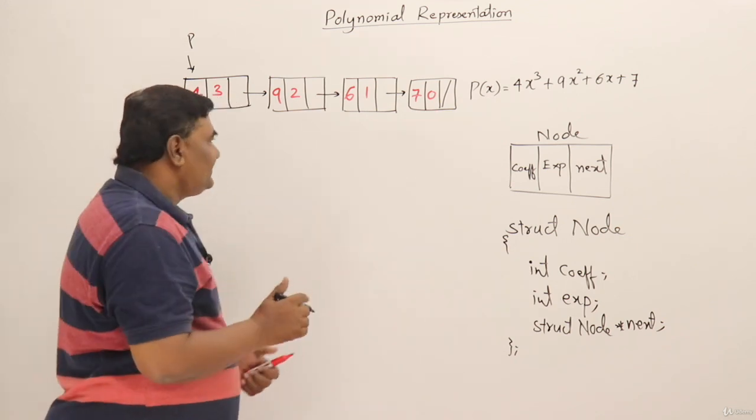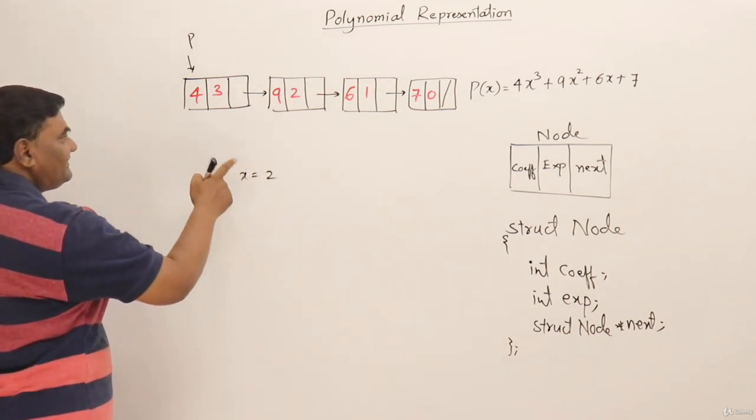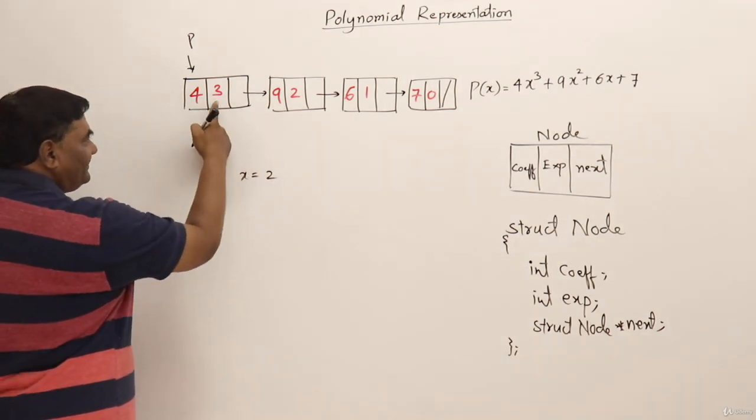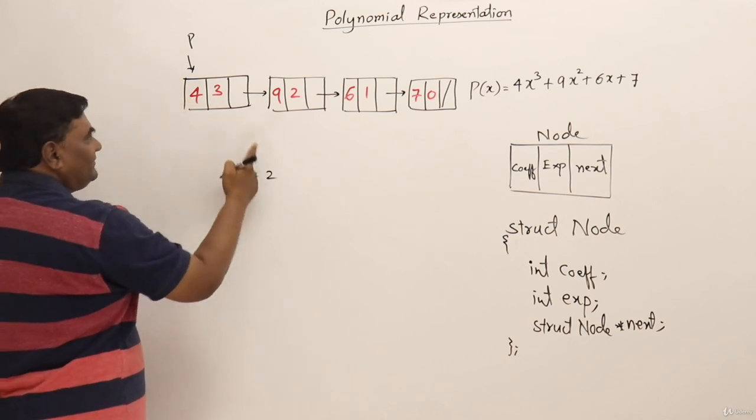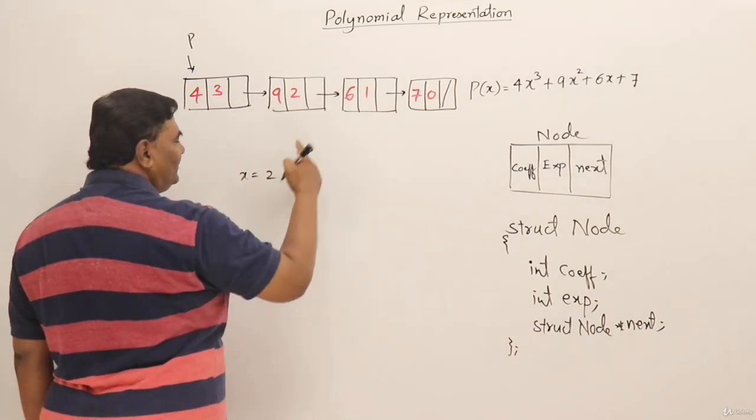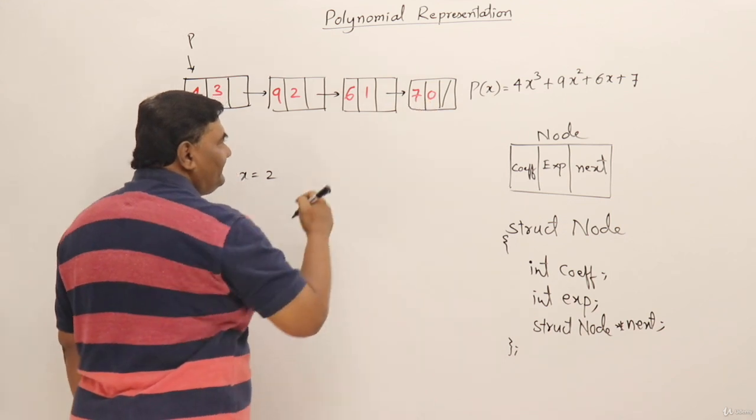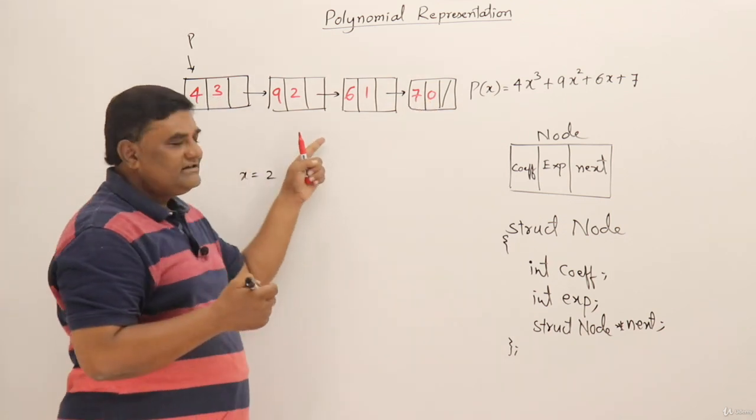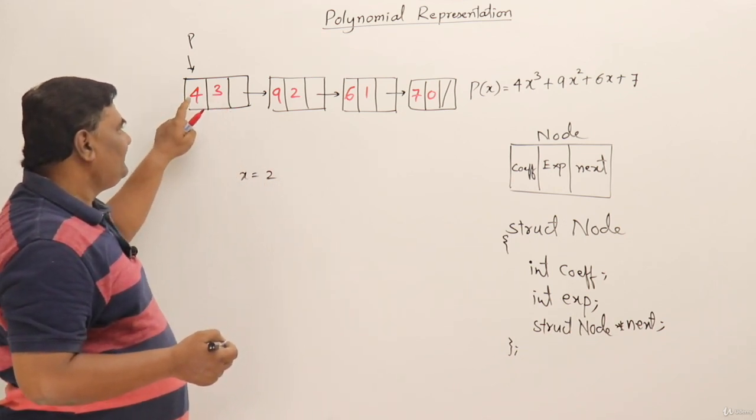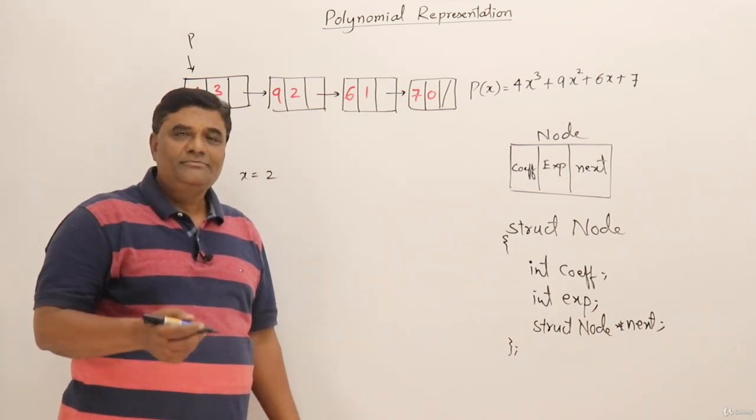Let us look at a procedure. Suppose I know the value of x. X is something, let us say 2, 3, whatever it is. For getting the result of this polynomial, I should raise 2 to the power of 3. I should take 2 power 3 and then multiply the result with 4. Then go to the next node. Then 2 power 2, multiply the result with 9. Go to the next node. 2 power 1, then multiply the result with 6. And then go to the next node. 2 power 0, multiply the result with 7. So I have to scan through the linked list. At each node, I should raise the value of x to this exponent and multiply the result with this coefficient. And add all the values, I get the result. So the procedure is very simple.